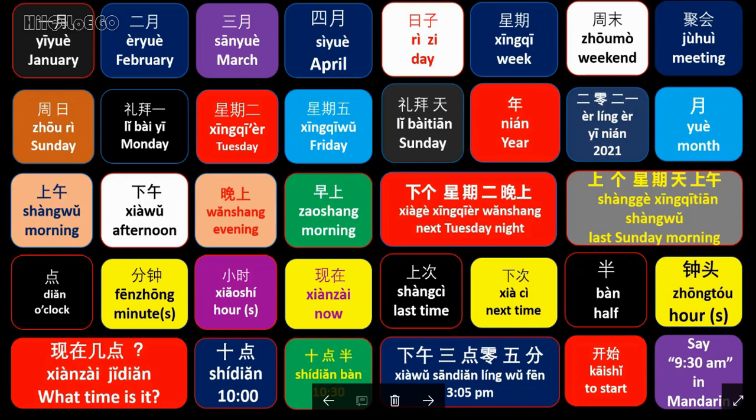Oh, nice. 星期, that's a week. 星期二, that's Tuesday, because we're saying the week, second day of that week. And 晚上, we just learned 晚上 just now, that's evening. Nice. So coming back, we're saying evening, Tuesday, next. So that's next Tuesday night. Oh, sounds like a date, right? These people are going on a date.